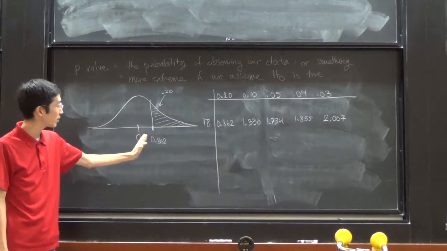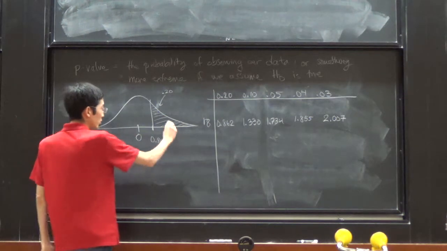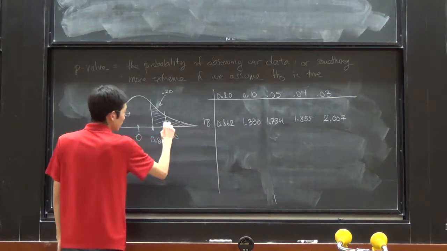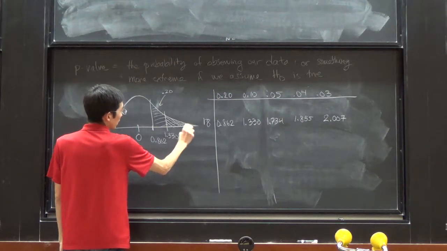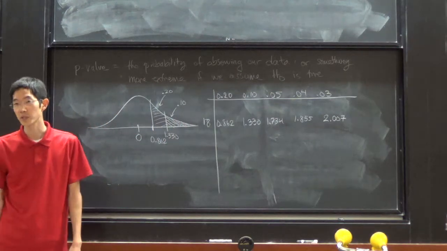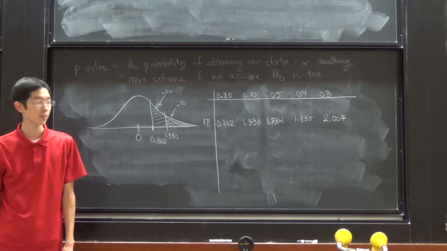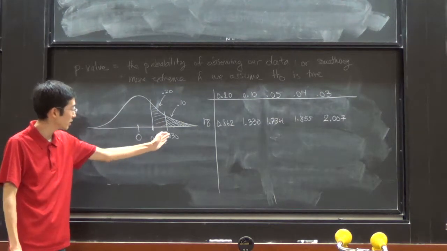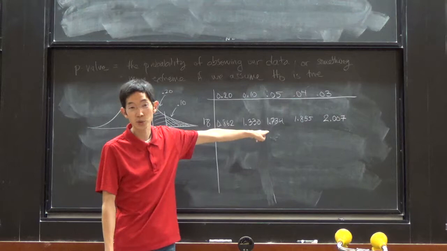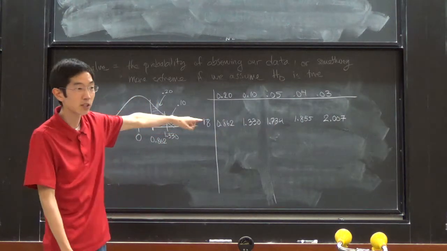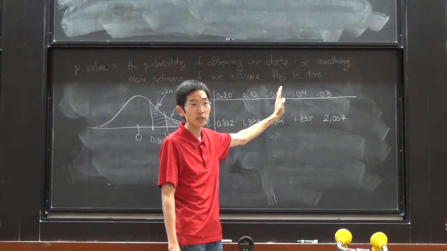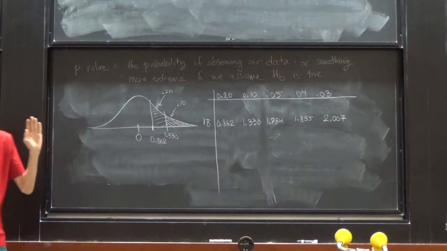If I go further away from 0 to 1.330, and I shade everything to the right of that, the amount that I've shaded would be 10%. And so the farther we get from 0, they call these critical values of the t-distribution, as our critical values get larger, the amount in the tail gets smaller. Okay, does that make sense?